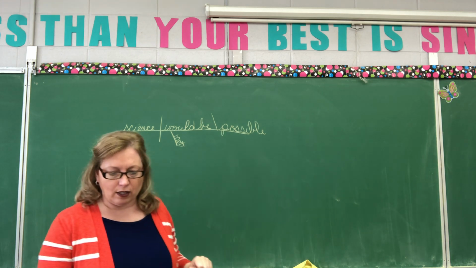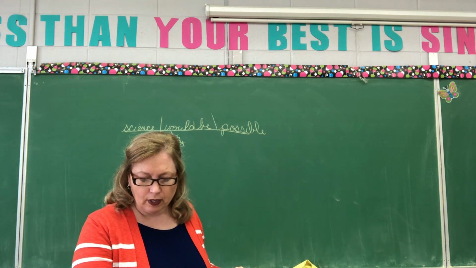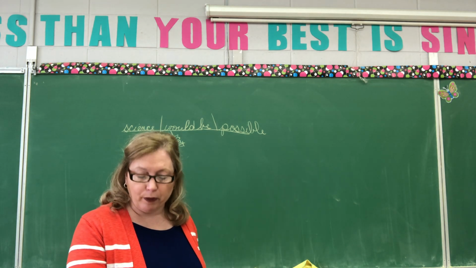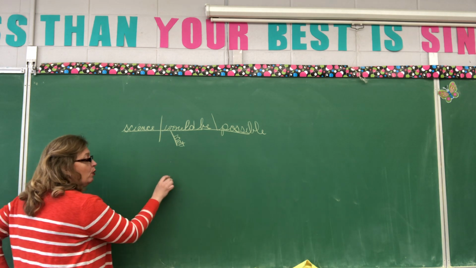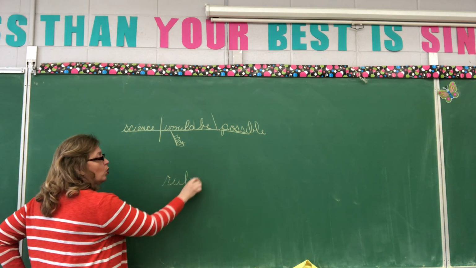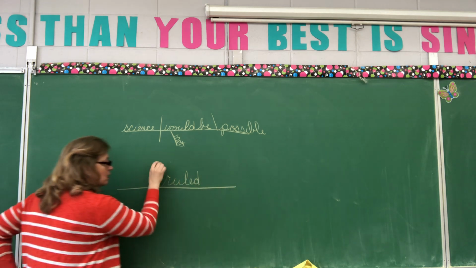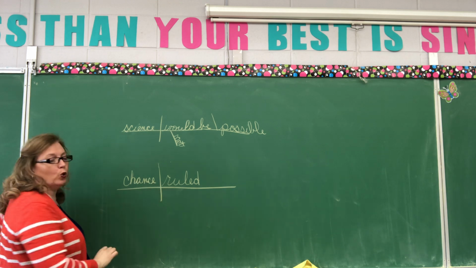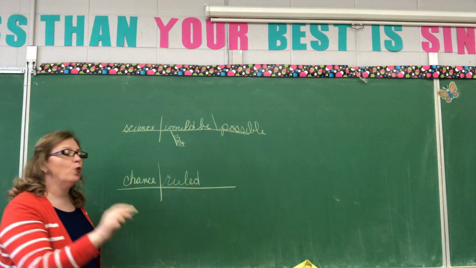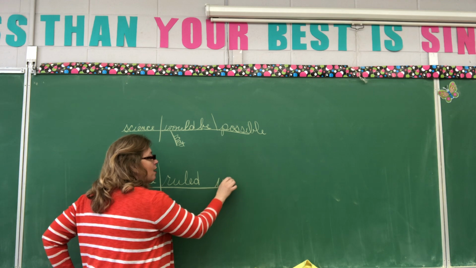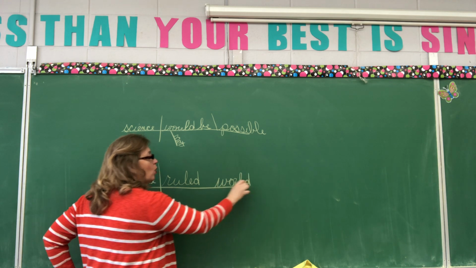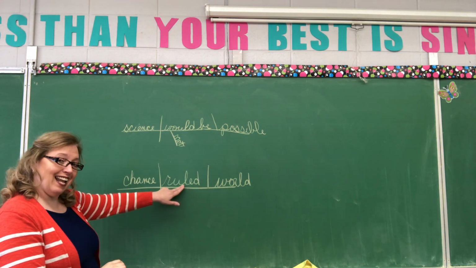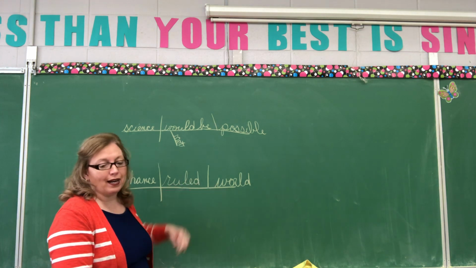Now let's look at the clause. If chance ruled the world, what is your verb? Ruled. Who or what ruled? Chance. Chance ruled what? World. Now that makes world our complement. What kind of complement? It is a direct object because this is an action verb. So this is a direct object.